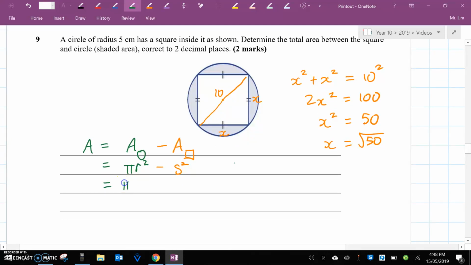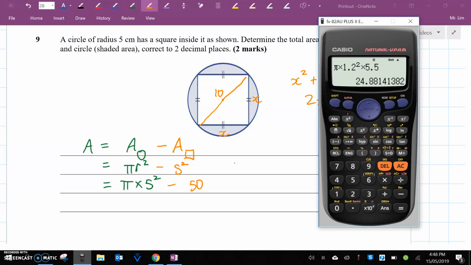The area of the circle, pi r squared, in this case the radius is 5, pi times 5 squared, minus s squared. We know that s is the length of one side of the square, which in this case is the square root of 50. So we're doing the square root of 50 squared. What happens to that square root and square? Well, they cancel each other out. So technically, we're just minusing 50.